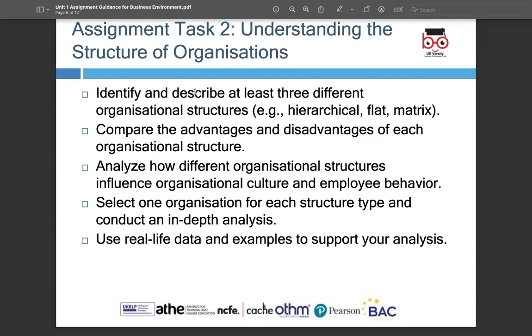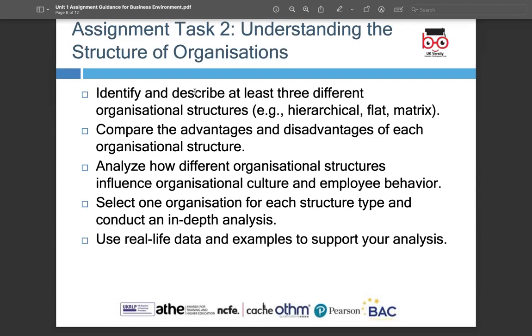You need to identify and describe at least three different organizational structures. These commonly include hierarchical, flat and matrix structures. A hierarchical structure, this traditional structure, as you know, is characterized by multiple levels of management with a clear chain of command. It resembles a pyramid where each level reports to the one above it.